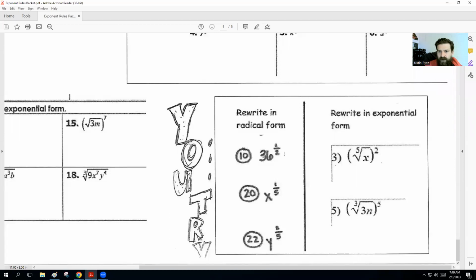Okay, so let's check our work. Rewrite in radical form. 36 to the 1/2 power would be the index is 2, our base is 36 to the 1 power, or we can just leave it as the square root of 36.